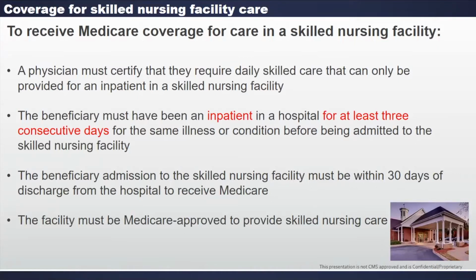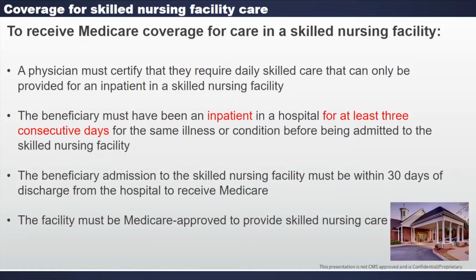Now, to receive Medicare coverage for a skilled nursing facility, a physician has to certify that you require the daily skilled care that can only be provided as an inpatient in a skilled nursing facility. And that's why it's in red here. You must have been an inpatient in a hospital for at least 3 consecutive days for the same illness in order to meet that condition for being admitted to a skilled nursing facility. So you can't go to the emergency room and go from there to a skilled nursing facility. Okay? So you have to have been an inpatient for at least 3 days.